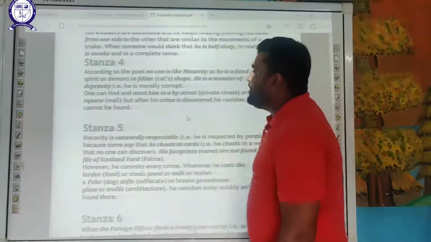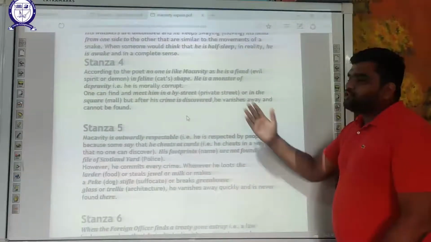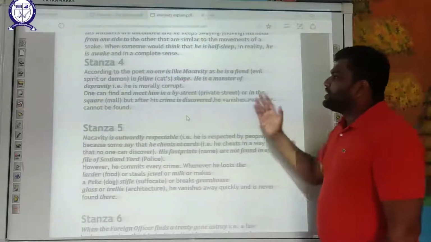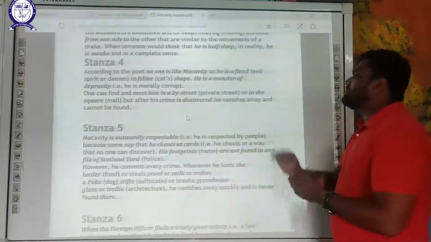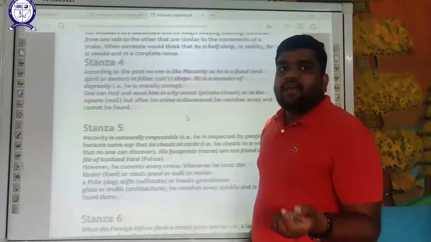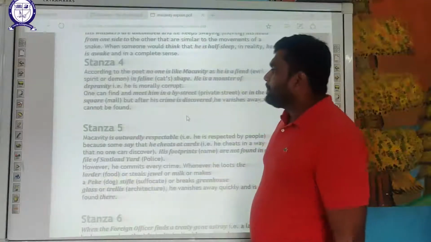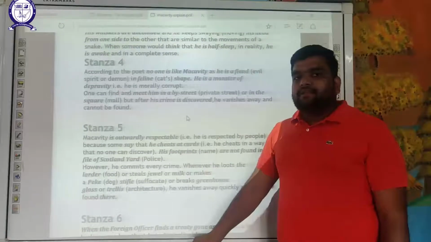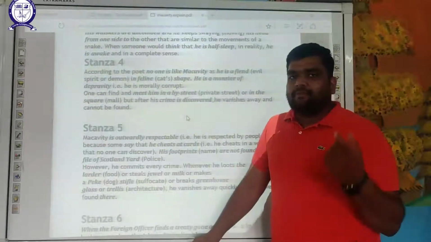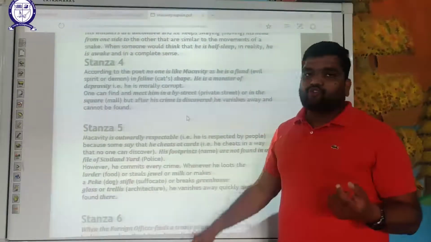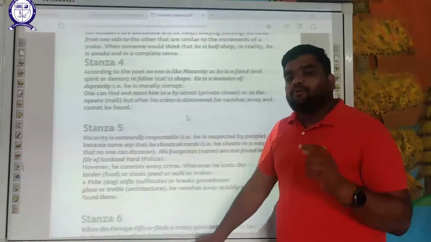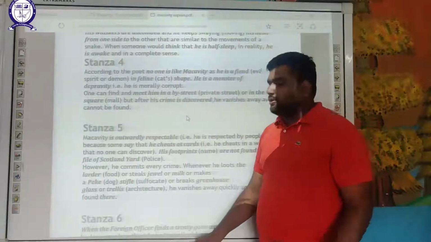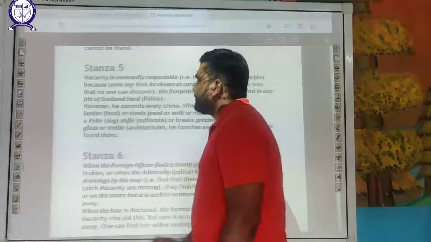Okay, one can find and meet him in a by street. By street means private street, or in the square. Square is used for mall. But after his crime is discovered, he vanishes away and cannot be found. Okay, that is, you can see him anywhere. You can find him in the mall or in the private street. But once you find out the crime committed by the mystery cat, you will notice that the cat is not there. It has vanished away.